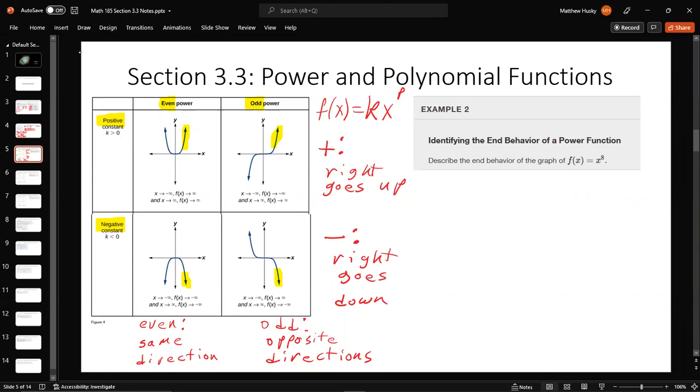Anyway, they say describe the end behavior of the graph f of x equals x to the 8. So here's what we know. It has an even power. And the other thing to know is that it is positive. There is no negative sign in front of it. So it is an even power and it is positive. So what we will do first is look and see what happens if it's positive. Start right here. Number one, it's positive. That means the right goes up.